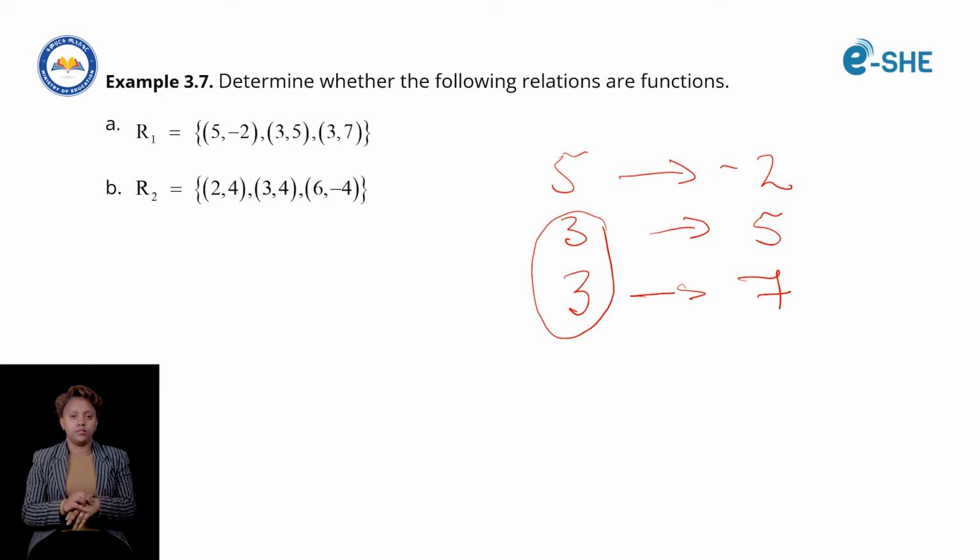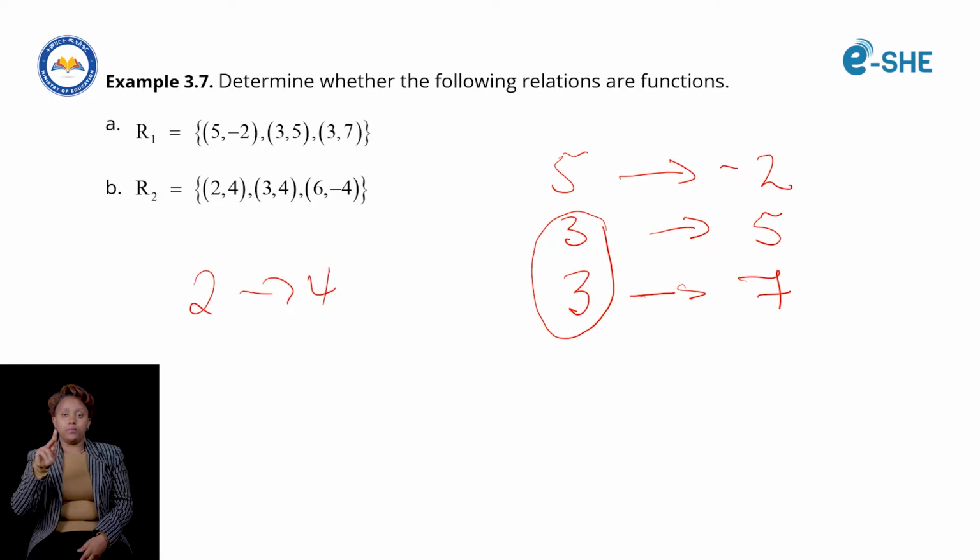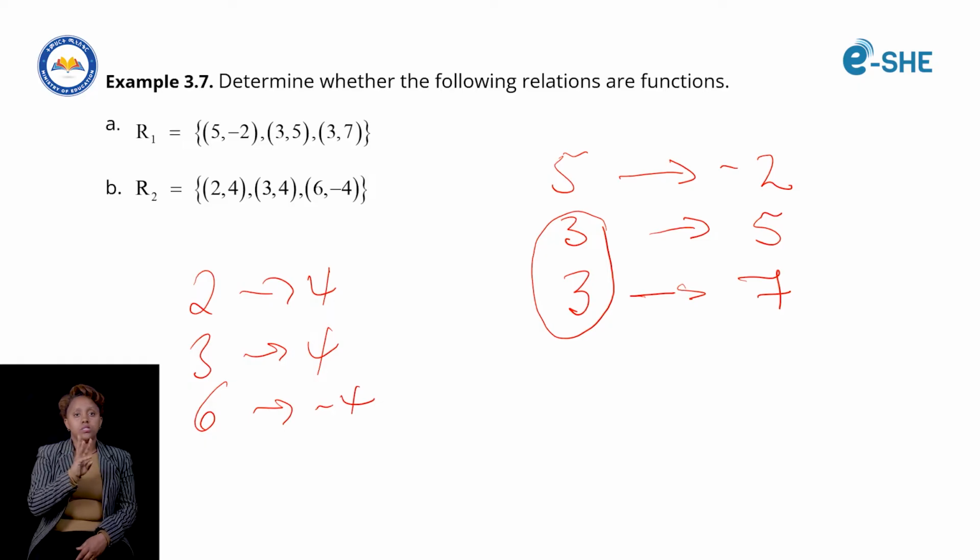But in the second relation, 2 is mapped to 4, 3 is mapped to 4, and 6 is mapped into -4. Each unique element of the domain is mapped into exactly one element in the range. Hence, the second relation is a function.